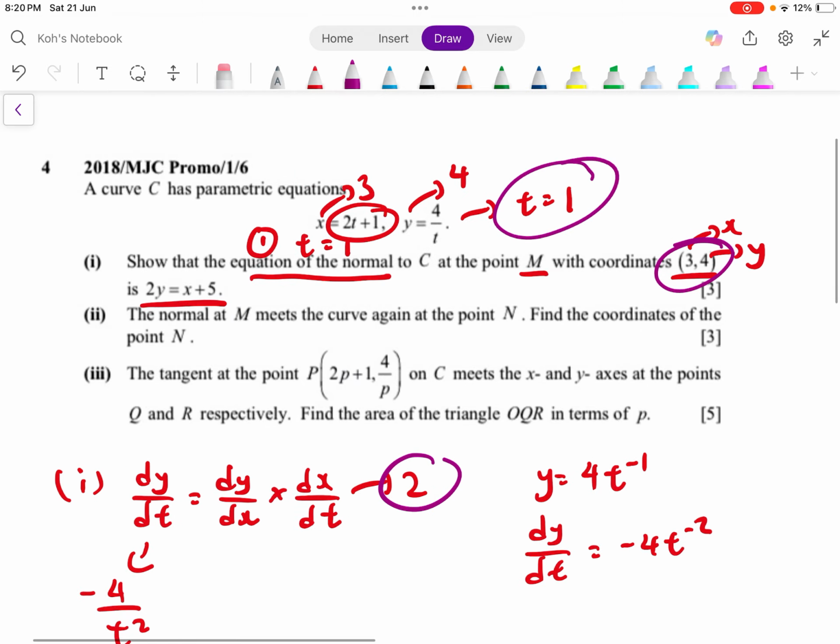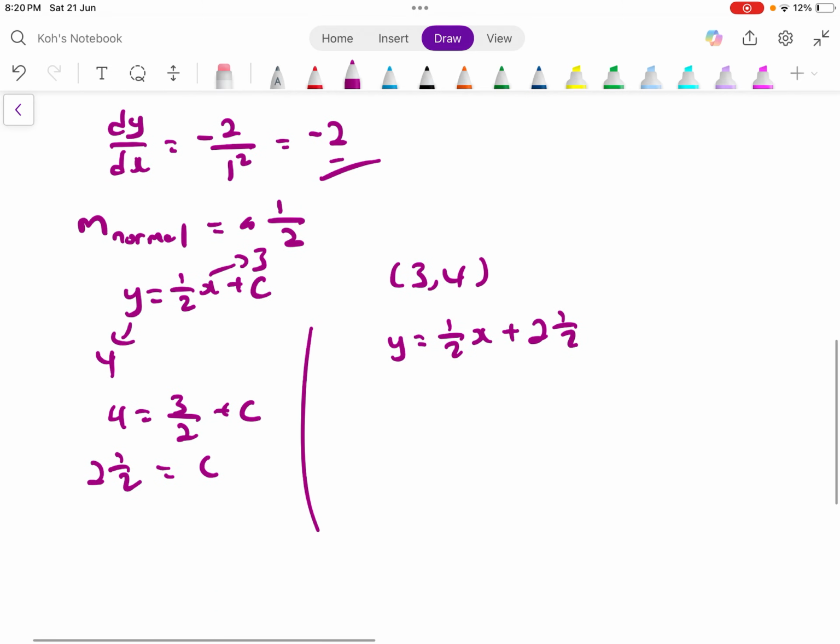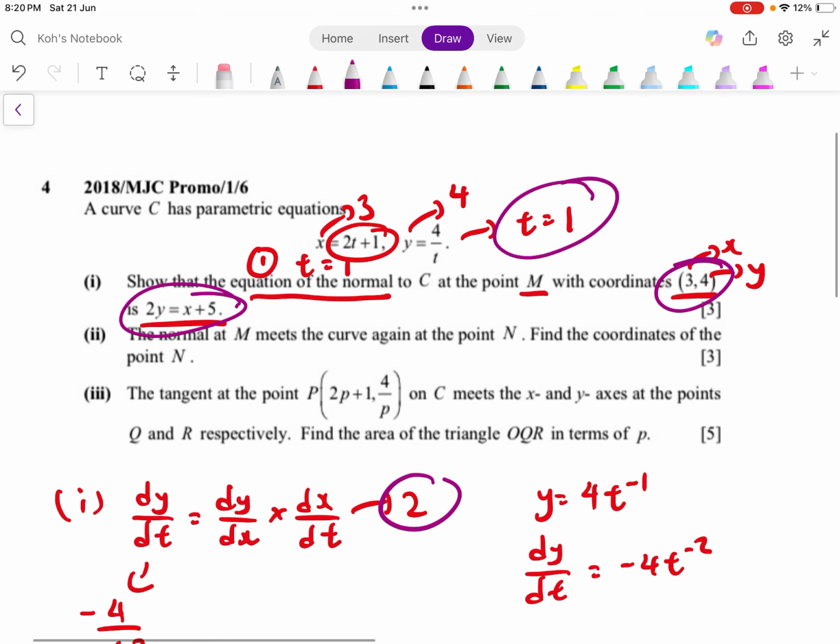Now let's look at the form. They want 2y equals x plus 5. So for the equation of the normal, you just times 2. So it's 2y equals x plus 5. So this is shown.